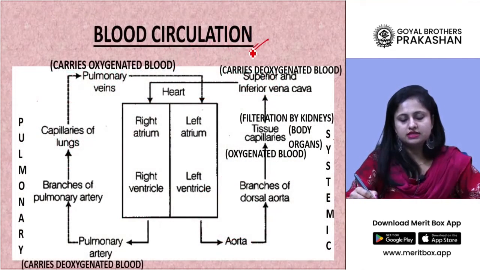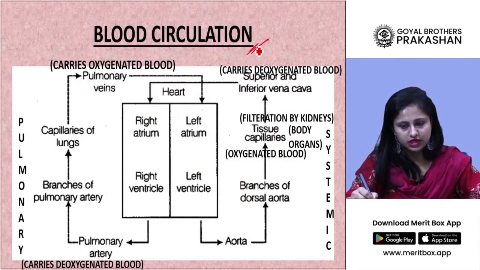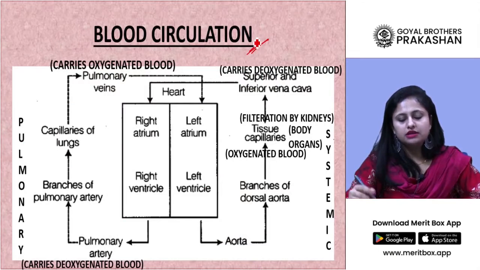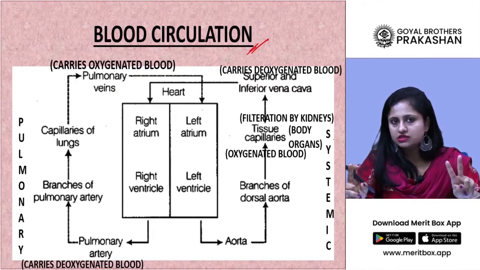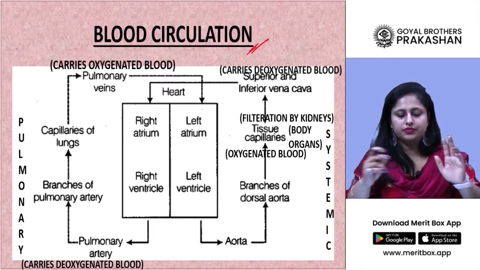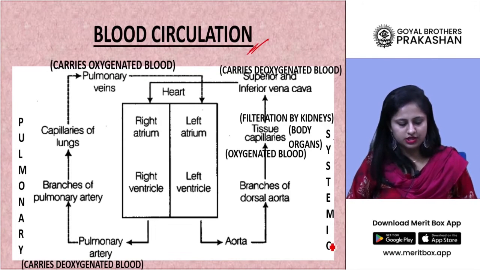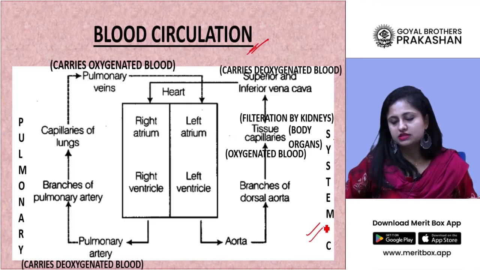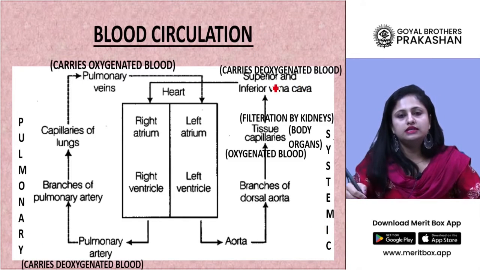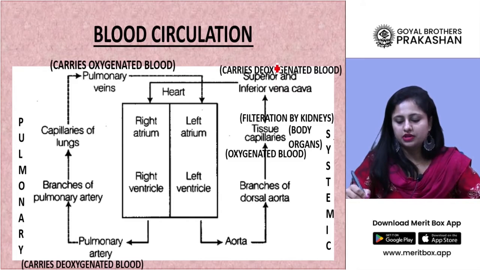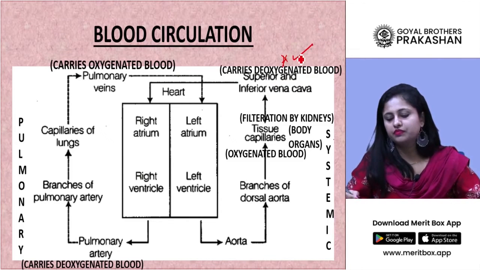Let's discuss another topic, that is blood circulation. In this topic we'll study two types of pathways or circuits which are formed during blood circulation. Number one is the systemic type and another one is the pulmonary type. Let's begin this cycle from here, right?